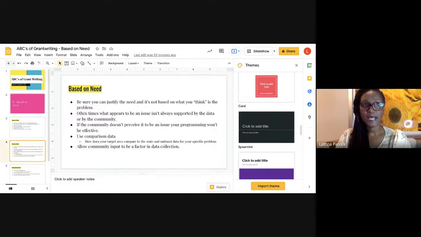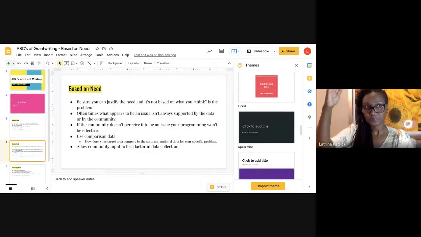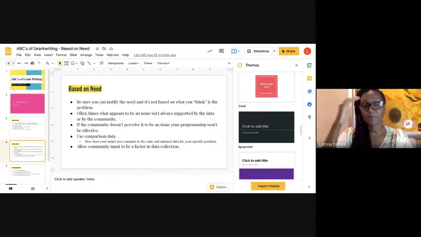And you also want to use comparison data. I mentioned not to just base it on national data, but to paint a clear picture of how severe your problem is, you really want to compare the data that you found locally to national data and very specific state data. You want to start from the highest to the bottom. Start with what the national numbers look like, again talking about teen pregnancy, and compare that to what's going on in your particular state, and then drill down even further to your specific county within that state.